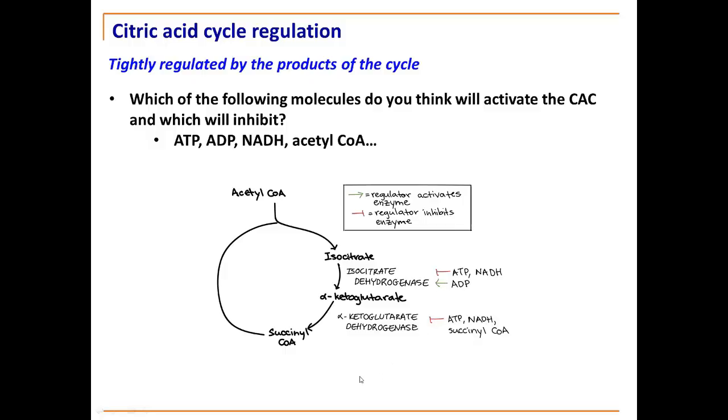And of course, if you haven't got enough ATP in your cell, then the cell kind of goes, hey, I want more ATP. So ADP stimulates it, because if you've got lots of ADP, it means you haven't got enough ATP, and it wants to make more ATP. So ADP stimulates this pathway, which means we produce more NADH, which means we can go on to produce more ATP.